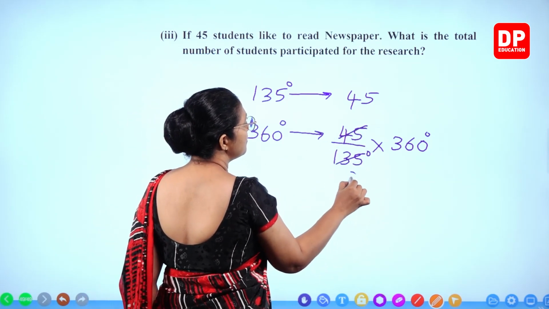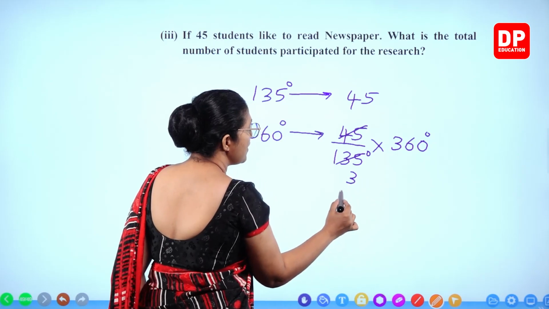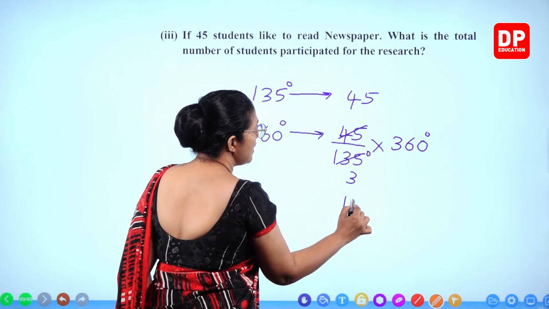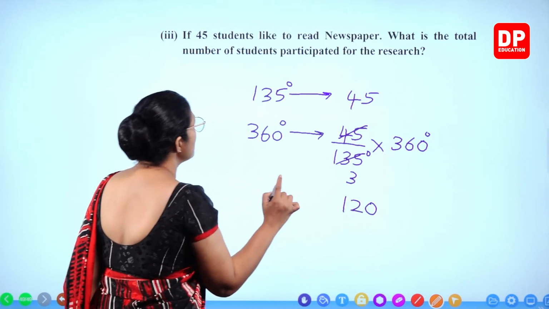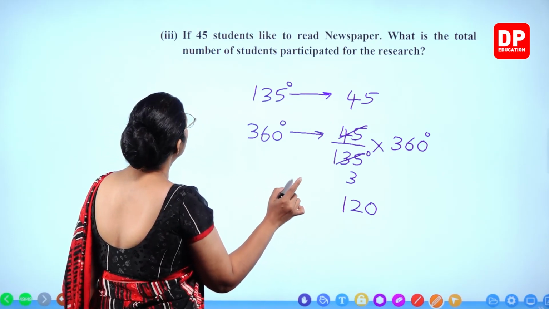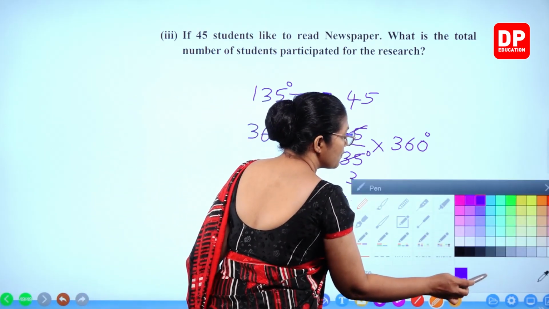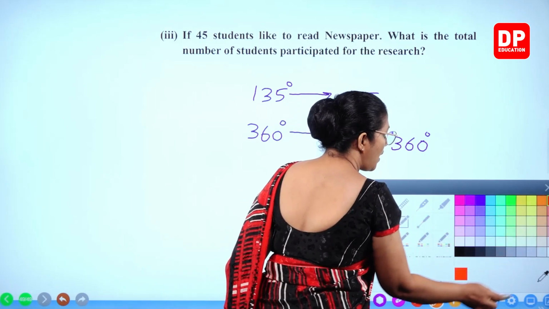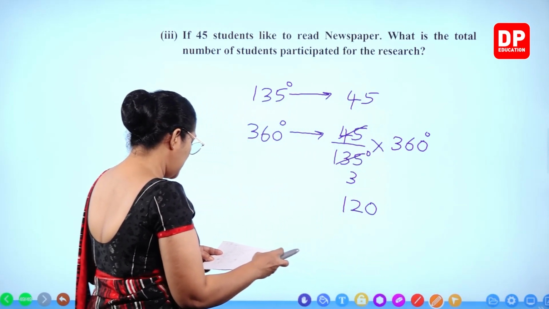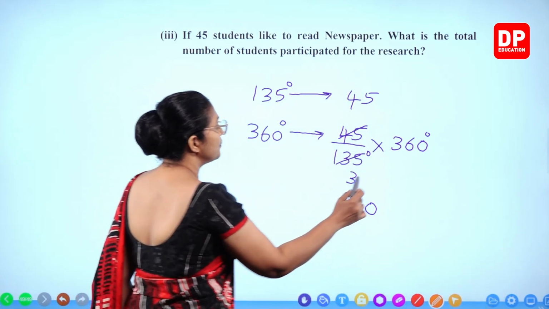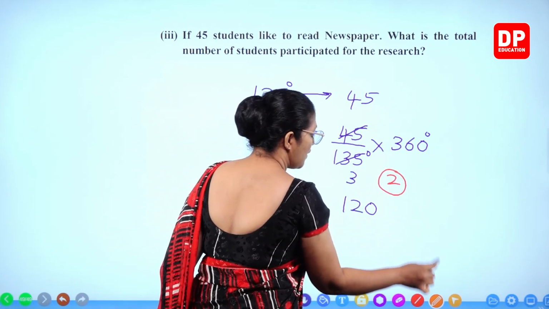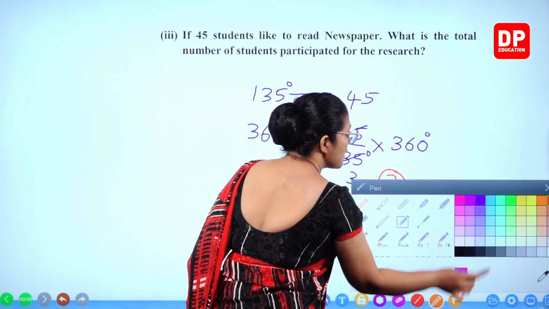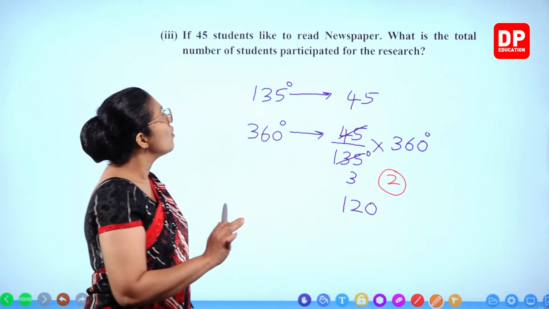45 times 3, 360 divided by... 120 students are there. So how many marks for the last part? You are getting 2 marks. So we have given altogether 10 marks for the whole question.